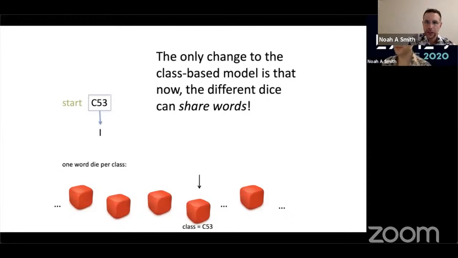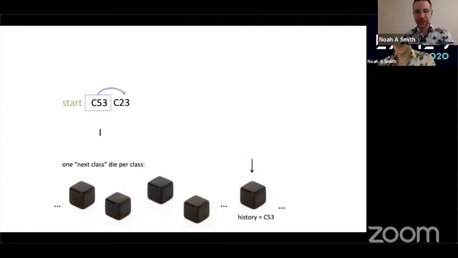The only difference between the class-based model that we had in the last section and this model is that now the different dice can share words. And so every word could potentially be written on every die. So when you see a word, you don't automatically know which class it's associated with, or which state generated it in the HMM language.